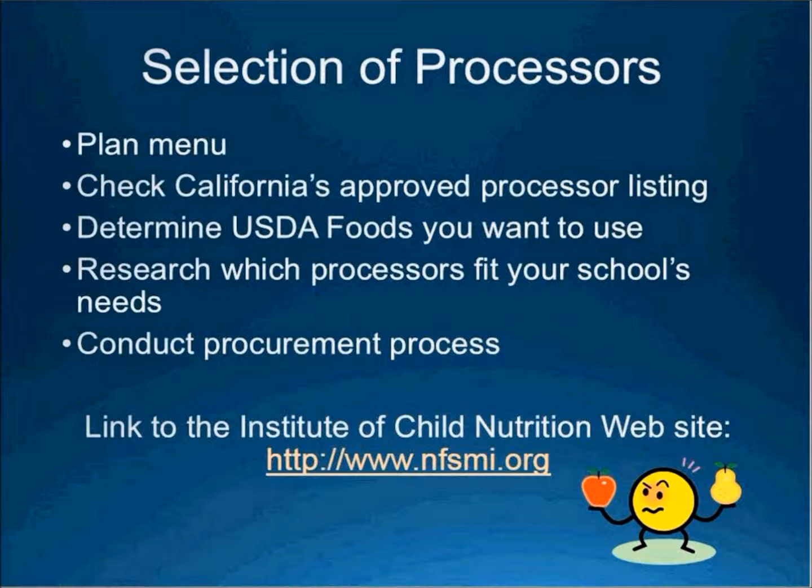The first step to processing bulk USDA foods is to plan your menu to determine which processed end products you would like to serve, which, due to the diverse nature of each district, is something we won't be covering in this overview. Once you determine the menu items, it's time to find approved processors that process those end products. California's approved processor listing shows which processors are approved by the CDE and the types of items they make. You will need to contact the processors for specifics regarding their products, pricing, distribution, and delivery to determine which processors fit your needs before you send any USDA foods to them.